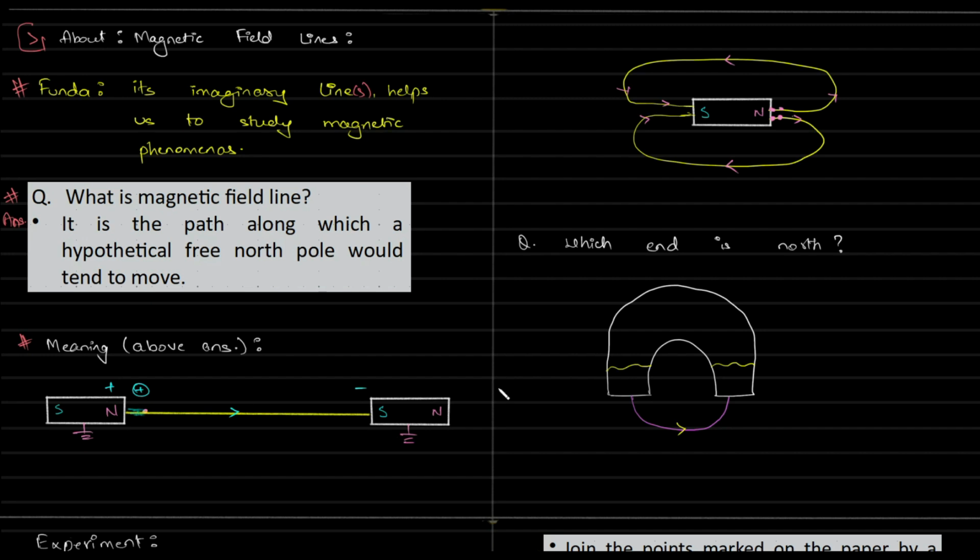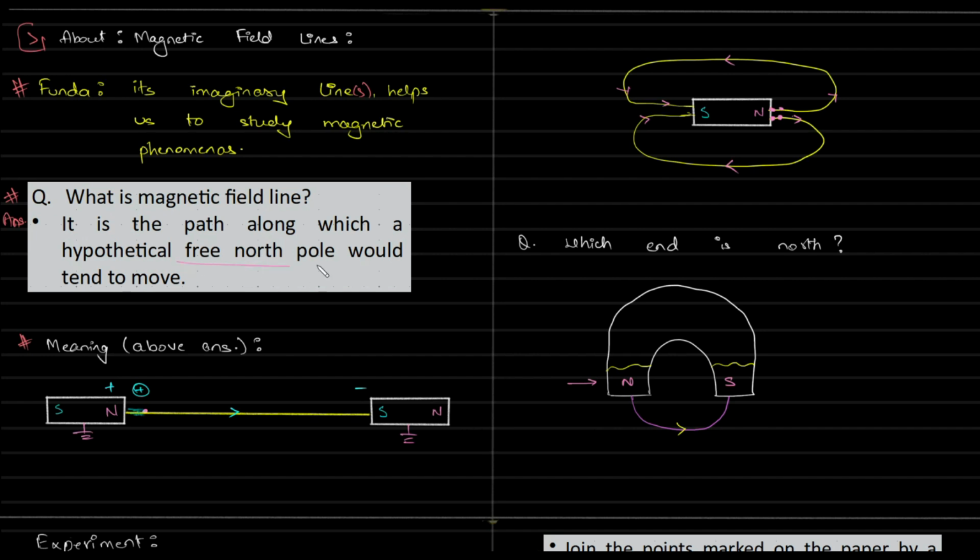So clearly from all of this pattern, we can see that this is a line taken by the free north pole, is it not? All of these magnetic field lines are the path taken by the free north pole. That's what it means. So this line is running away from this end and going towards that end. Clearly, this has to be south and this has to be north. So this end is your north end. Okay, I hope you guys understood. It's a very simple concept.